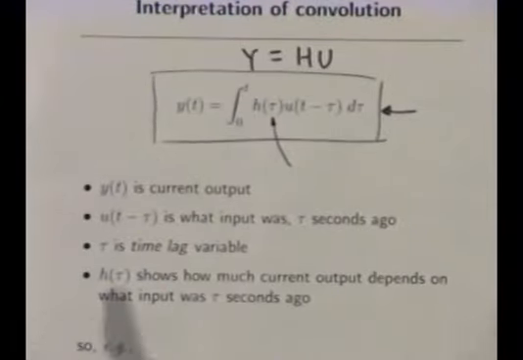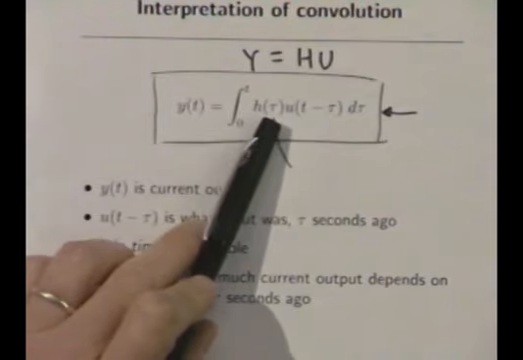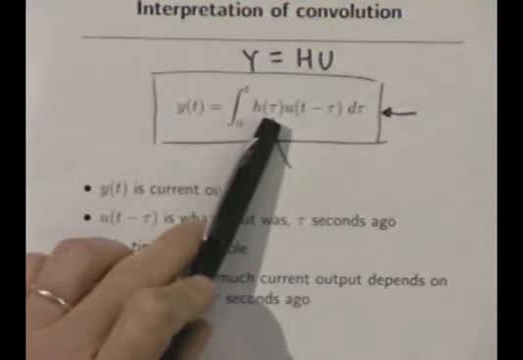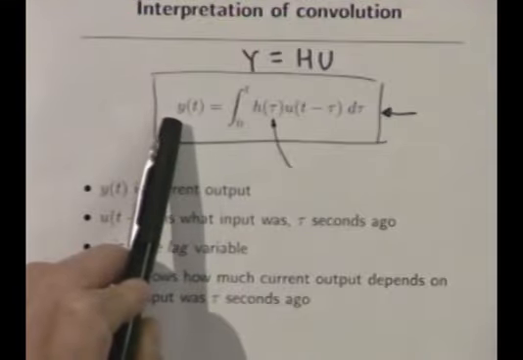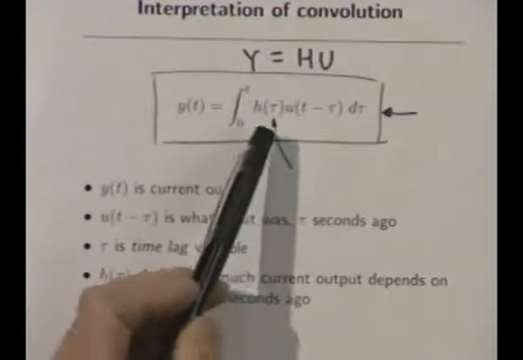So, in other words, the rapidity with which h of tau falls off tells you something about how fast the memory in this system decays, because that's what it's saying. Now, you can also have the opposite.